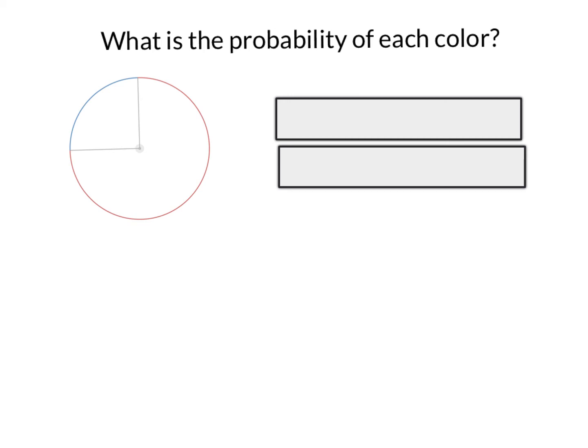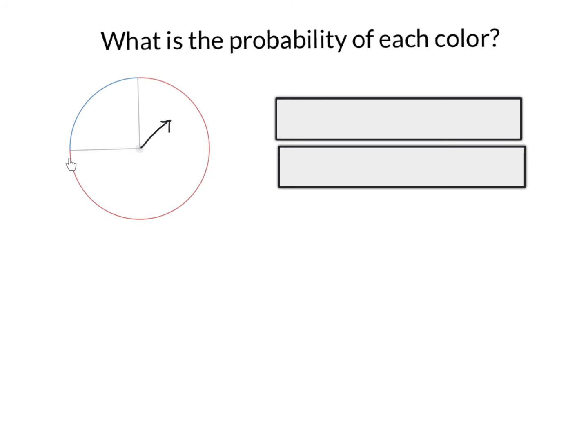All right, for today's lesson, which you will do mostly in Desmos, what we're looking at is the probability of each color when you look at something like this, which is what we call a spinner. Imagine an arrow like this that can spin around and around, and right now, that arrow is landing on red.